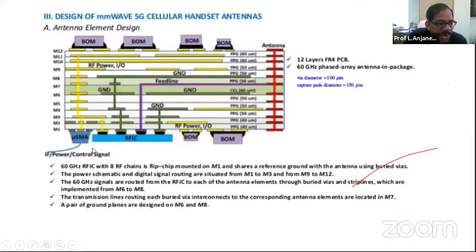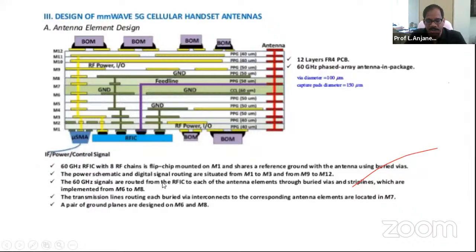Then you have the micro SMA connector. SMA stands for sub-miniature A type. Usually SMA, SMC connectors are used, but there is a smaller connector, the micro SMA connector. So this is a design that goes into the latest 5G at 6 gigahertz radio frequency IC, integrated circuit, with 8 RF chains in flip chip mounted on layer M1 and so on. Some details are given here.